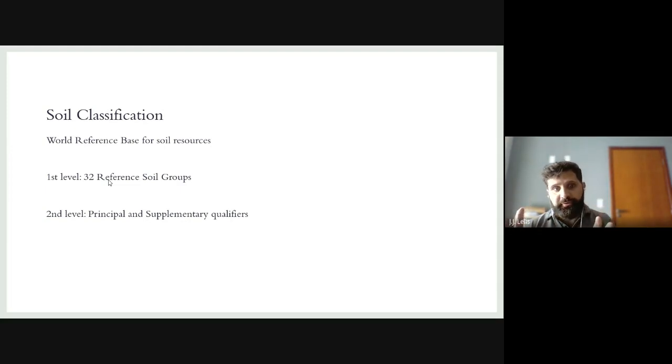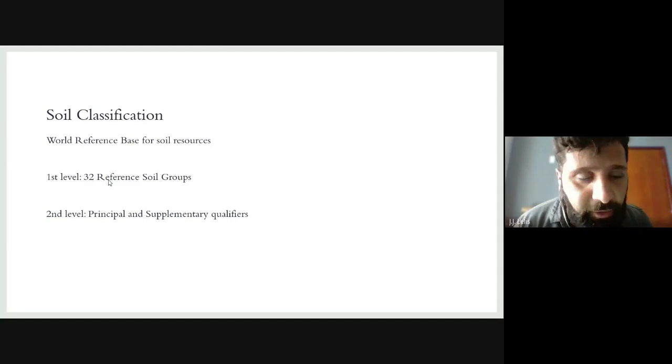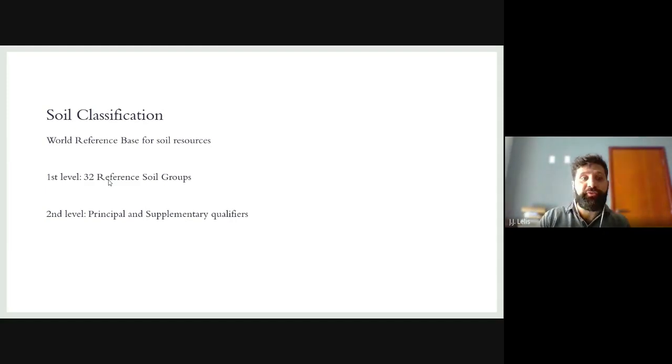And these properties are quite related to the influence of the soil formation factors, and they express how this soil works, what the potential and the fragilities of this soil are. They are in this second level, the principal and supplementary qualifiers. Okay, so it's a very easy way to classify soil, and we can add a lot of information about this soil, even in the field.